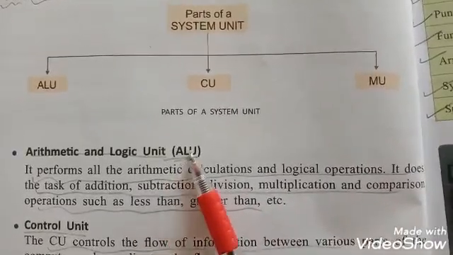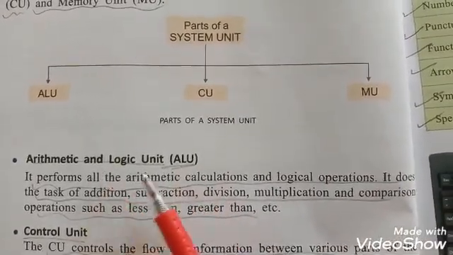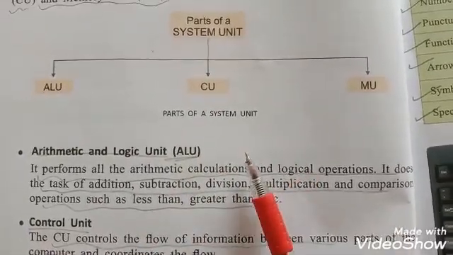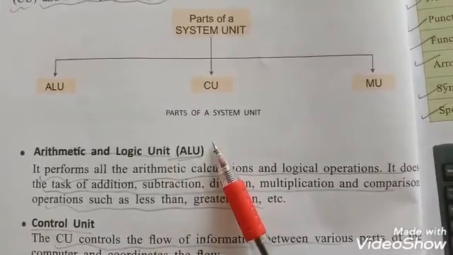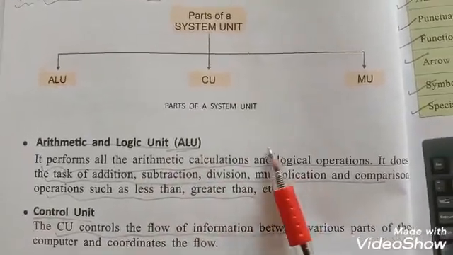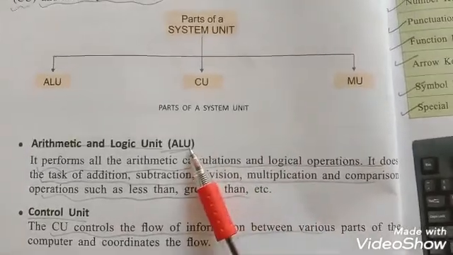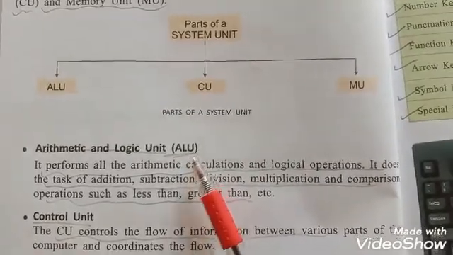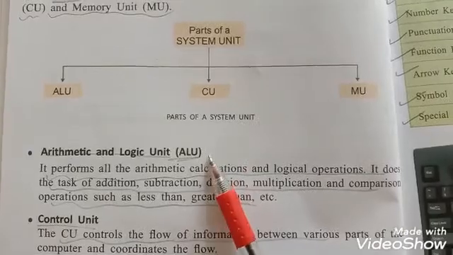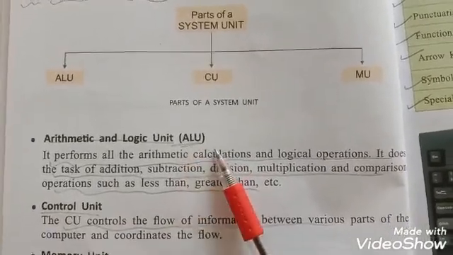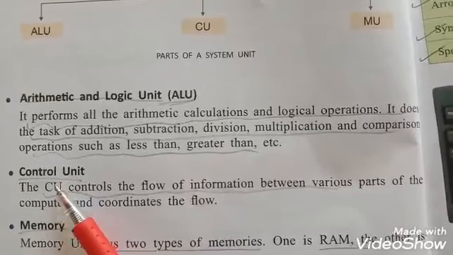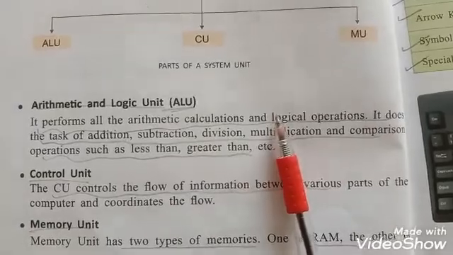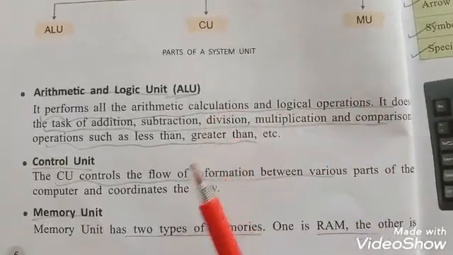Now first we discuss about ALU. ALU stands for arithmetic and logical unit. It is used to perform arithmetic calculation and logical operations on data. Arithmetic means addition, subtraction, division, multiplication. And logical stands for less than, greater than, equal to, not equal. Like these operations we can perform by using ALU. Second is CU. CU controls the flow of information between various parts of the computer and coordinates.